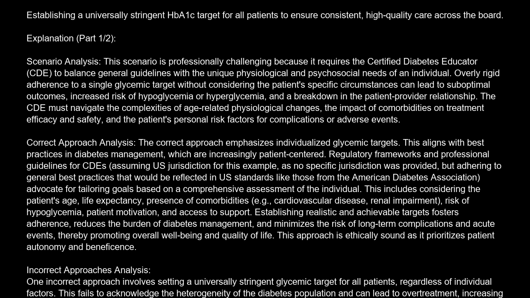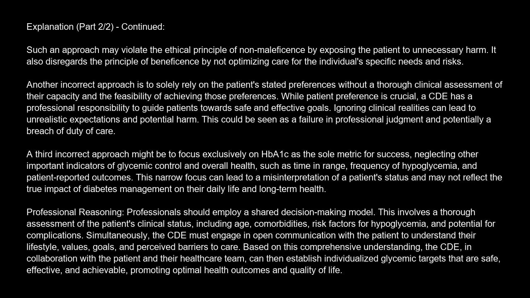Incorrect approach analysis. One incorrect approach involves setting a universally stringent glycemic target for all patients, regardless of individual factors. This fails to acknowledge the heterogeneity of the diabetes population and can lead to overtreatment, increasing the risk of hypoglycemia, particularly in older adults or those with significant comorbidities. Such an approach may violate the ethical principle of non-maleficence by exposing the patient to unnecessary harm.